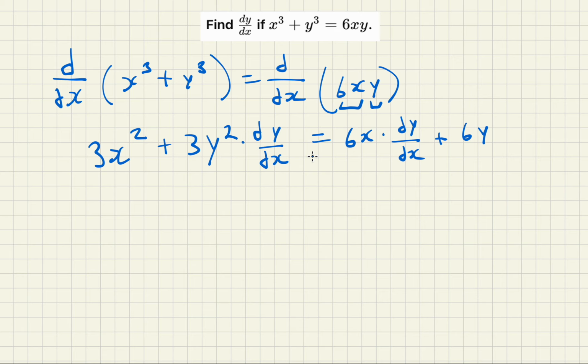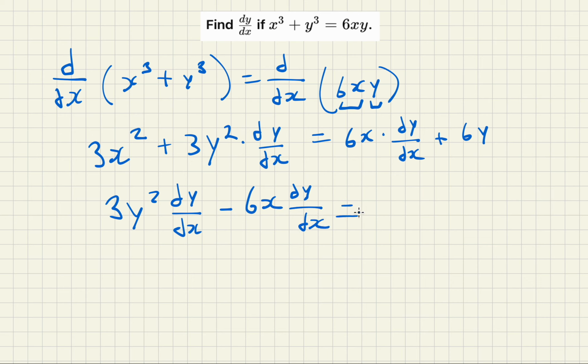So now, there's nothing to expand per se, so we can manipulate the equation to put dy over dx on one side. So we get 3y squared dy over dx. Subtract 6x dy over dx from both sides, so we get this equals 6y, and we subtract 3x squared from both sides. 6y minus 3x squared.